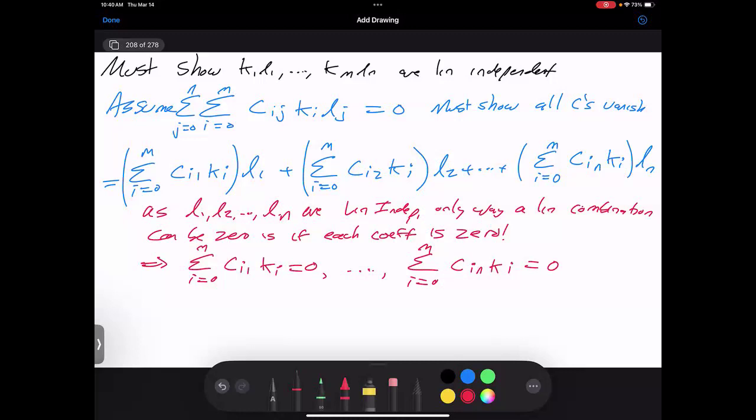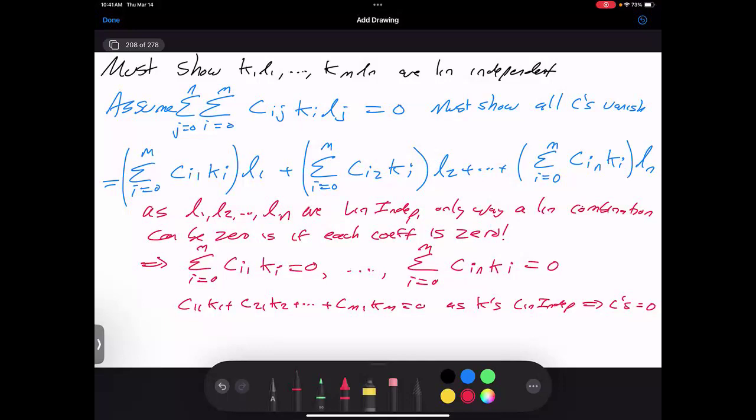But what do we know about the K's? They're also linearly independent. So for example, this one over here is just the same as C_11 K_1 plus C_21 K_2 plus dot dot dot plus C_M1 K_M equals 0. As the K's are linearly independent, that implies these C's are 0. And so we can just march down, and each one of these is going to have to sum to 0.